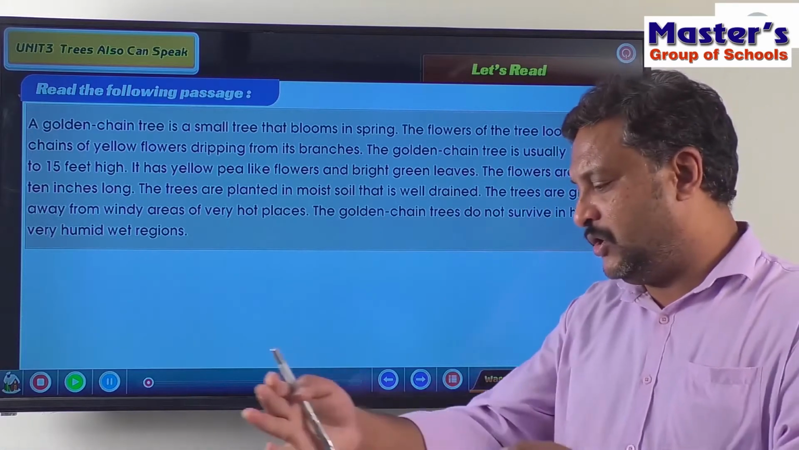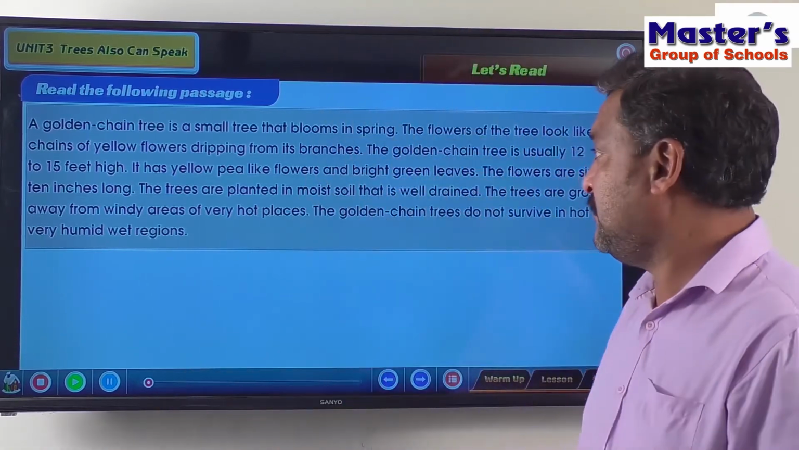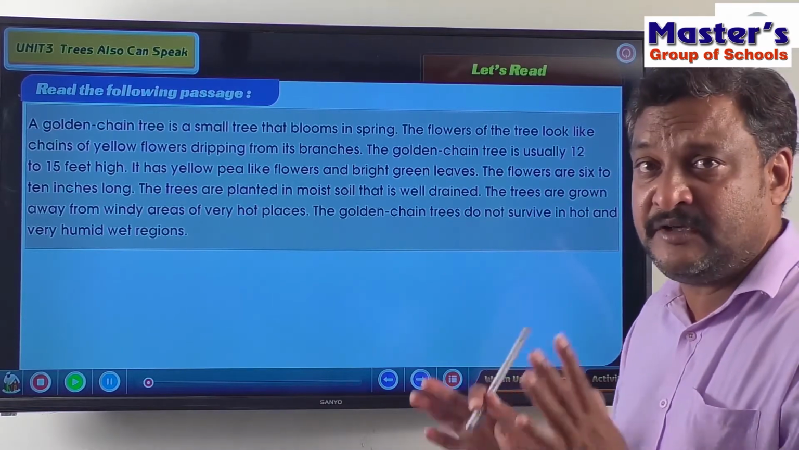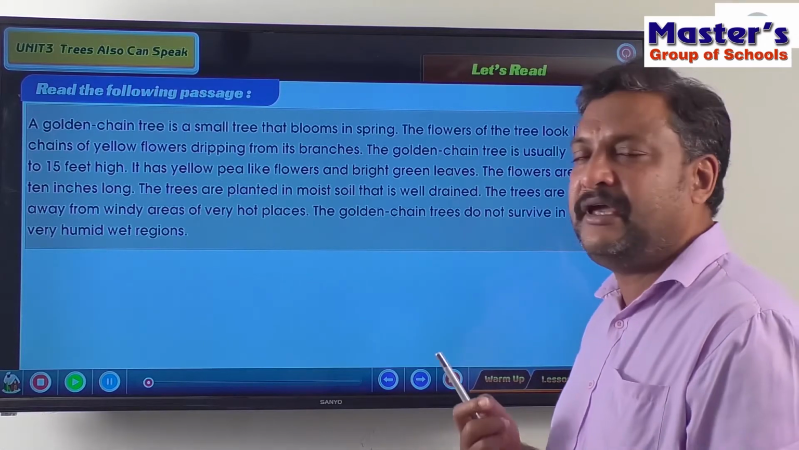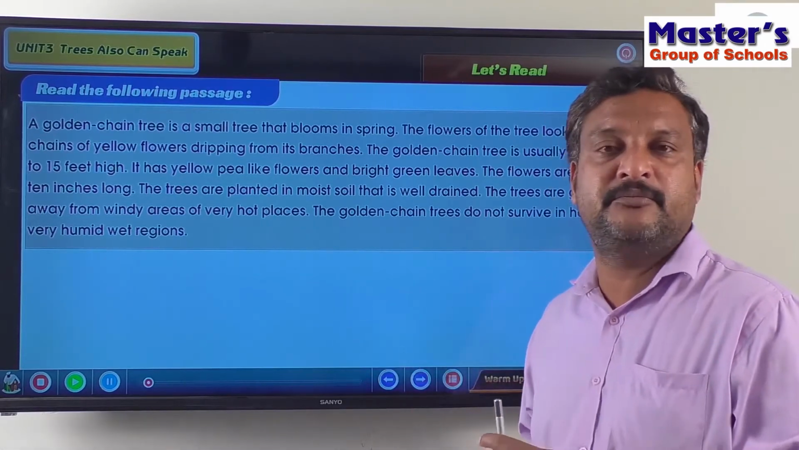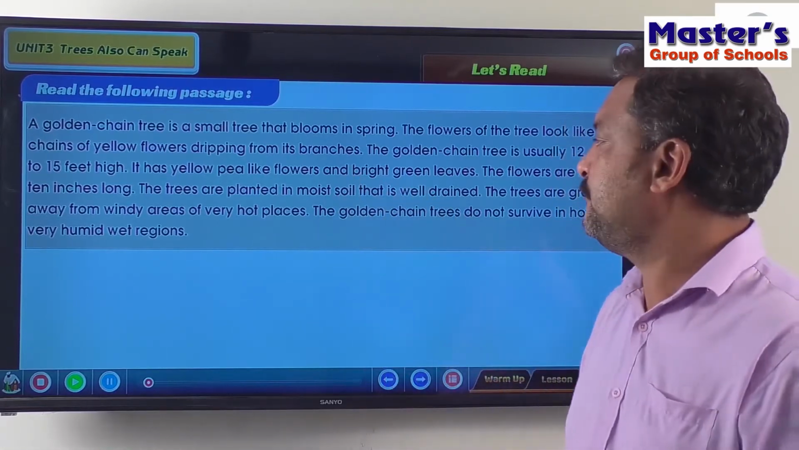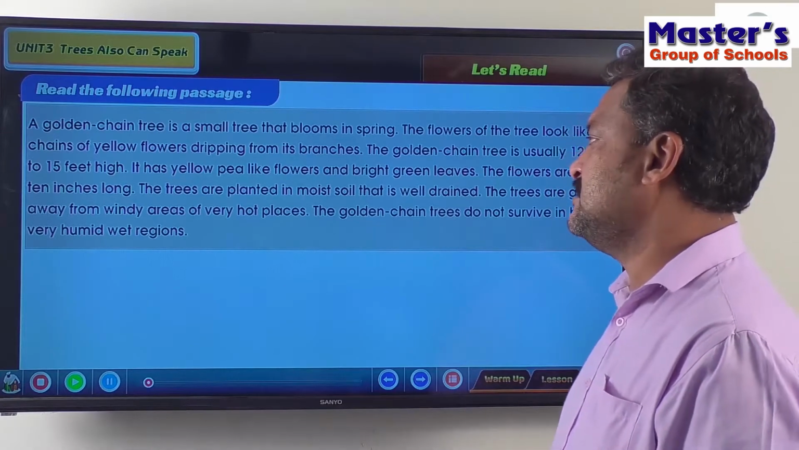So long flowers will be dripping from the branches, and the flowers are bright yellow in color, and the leaves are bright green in color. So the tree is amazing because it has a very beautiful combination of bright green and bright yellow, right? So the flowers are 6 to 10 inches long.